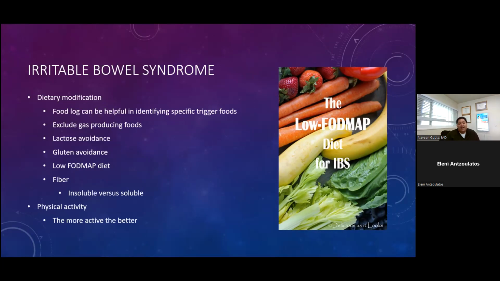You want to exclude gas-producing foods, and those include things like beans, prunes, all of those things that we kind of know about. Gas, again, leads to distension, leads to pressure. And remember, in irritable bowel syndrome, the patient has that hypersensitivity, they will sense it more. So you want to reduce that. You want to avoid lactose. And in fact, it's probably one of the first recommendations almost every GI tells a patient.